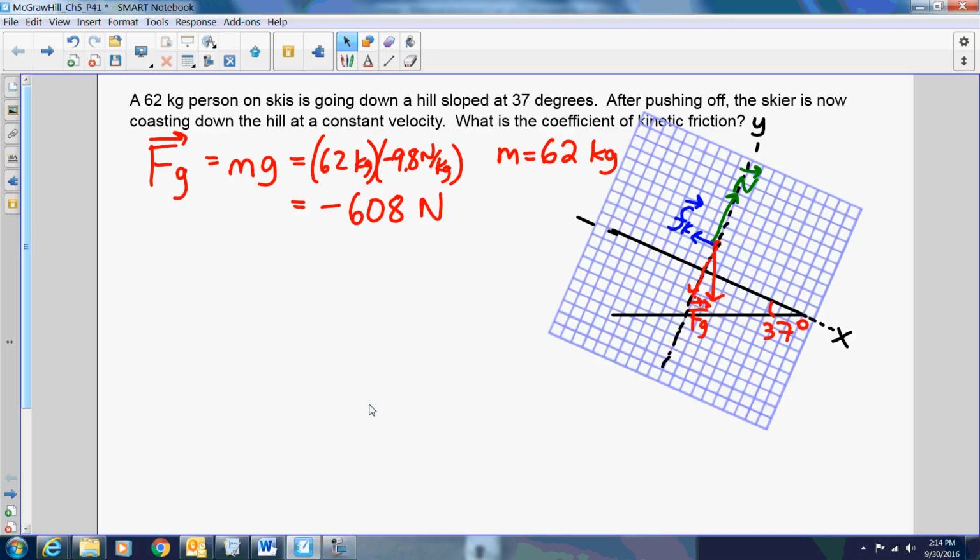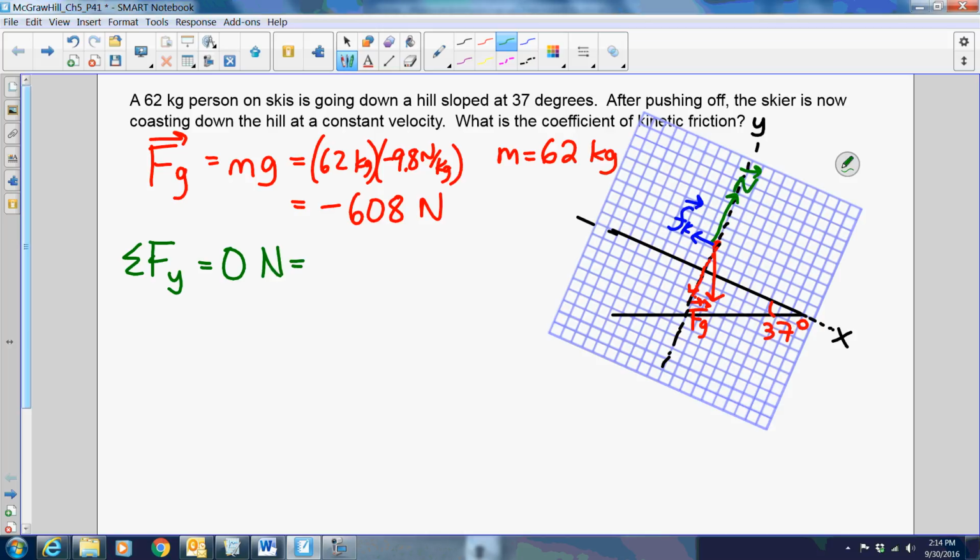Okay, so then let's look at the sum of the forces in the Y direction. My new Y-axis, okay? That has to be 0 because we're at equilibrium. And the sum of the forces in the Y direction are the part of gravity that points down in my new Y direction plus the normal force. Okay. And so using trig, I can do that.